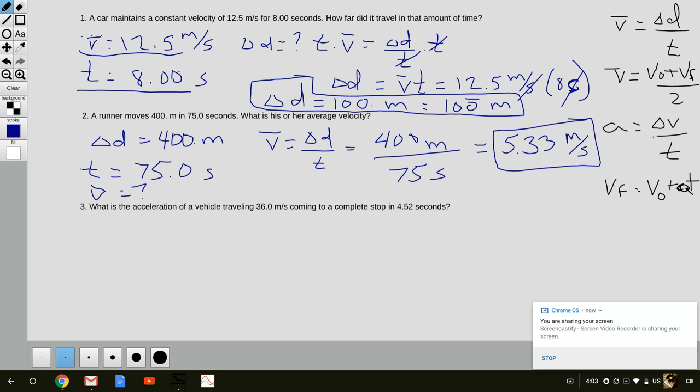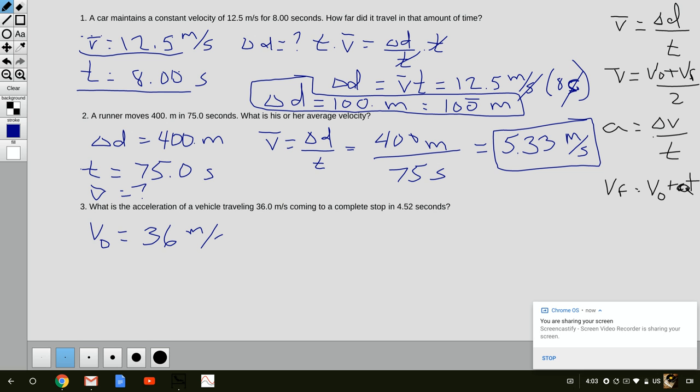You'll never use any other equation for constant velocity. All right. So now we're having a problem with acceleration. So we're going to need a different equation because that one won't work for acceleration. So we're having to solve for the acceleration. Well, let's take a look here and see what we have. So what is the acceleration of a vehicle traveling 36.0 meters per second, coming to a complete stop in 4.52 seconds?